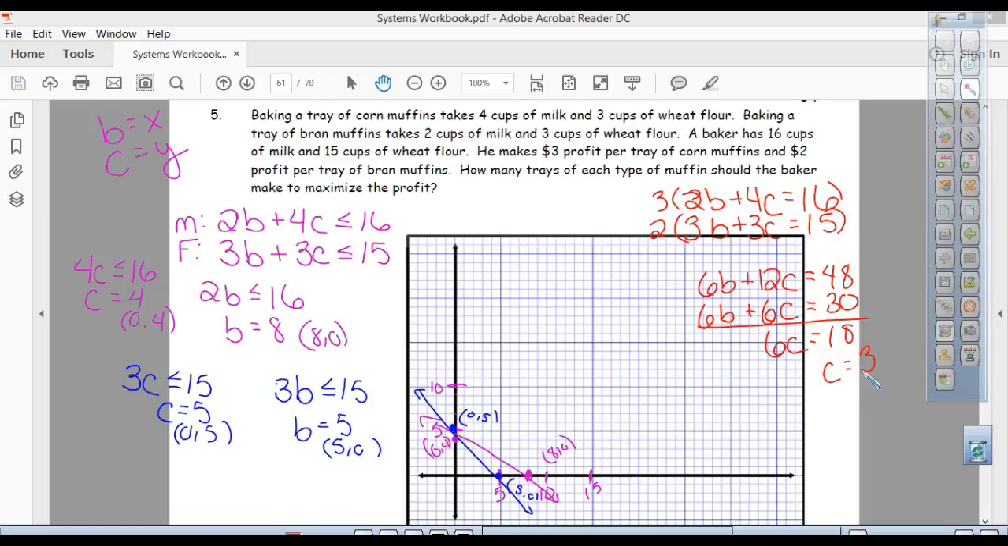Okay, so now we're going to plug it in. 2b plus 4 times 3, 12, is 16. 2b equals 4. B is 2. My intersection point is 2 and 3. So over 2, up 3. Oh, I got it graphing. Alright, so this.